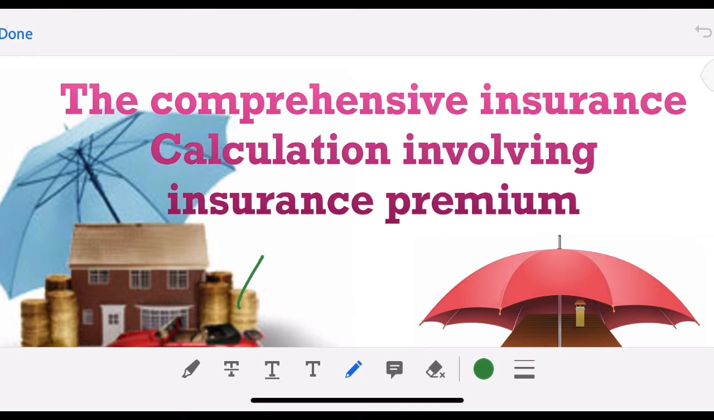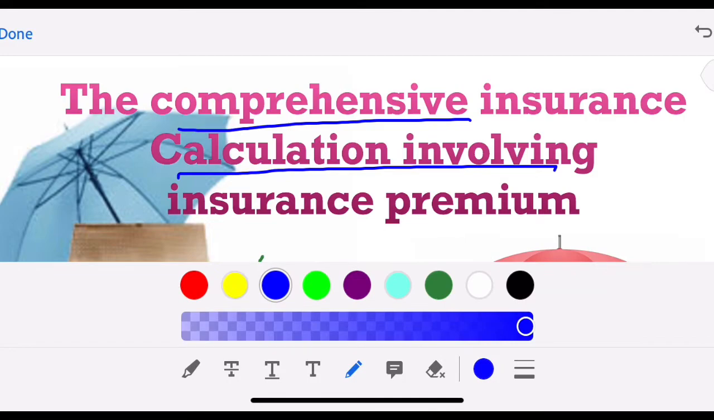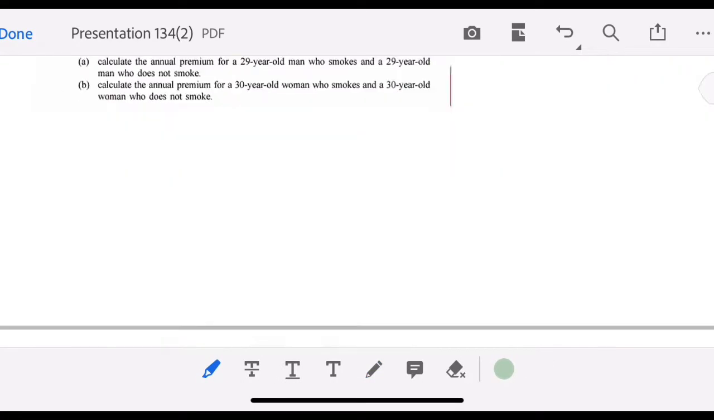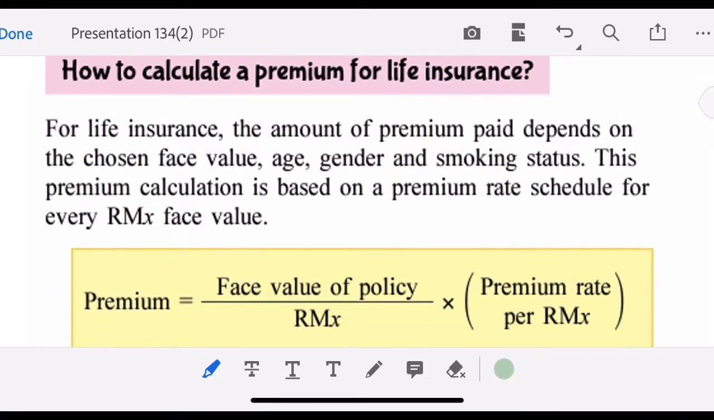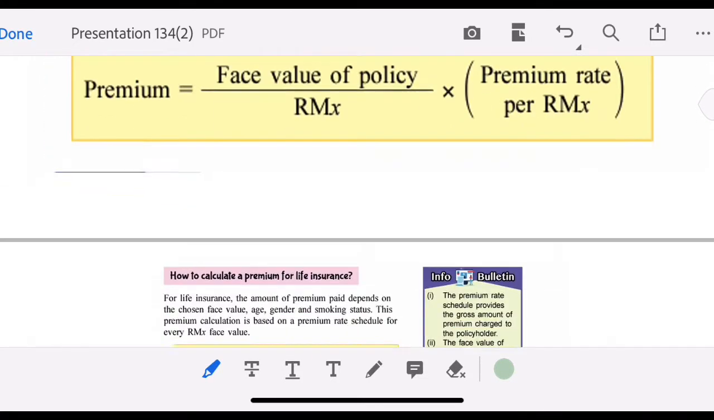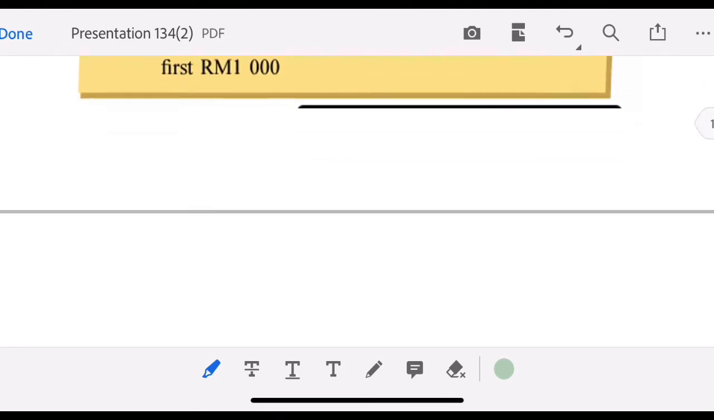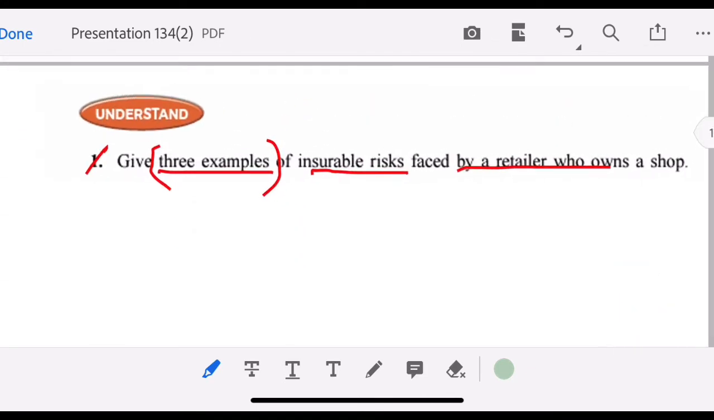So today we will continue with the comprehensive insurance. Okay, a calculation involving insurance premium. So today I will focus on a short question. So I have discussed how to calculate a premium for life insurance and also motor insurance, right? So today we will discuss a few short questions like this.